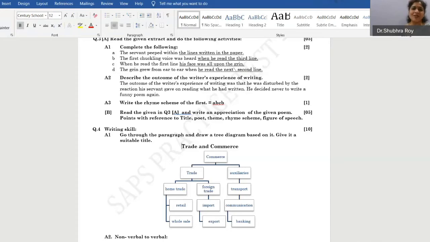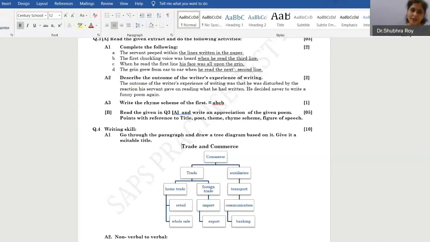So, activity 3 is: write the rhyme scheme of the first stanza. The first stanza rhyme scheme was A, B, C, B. That is the correct answer. Now we come to the writing skill. The reference is given: title, poet, theme, rhyme scheme, figure of speech.